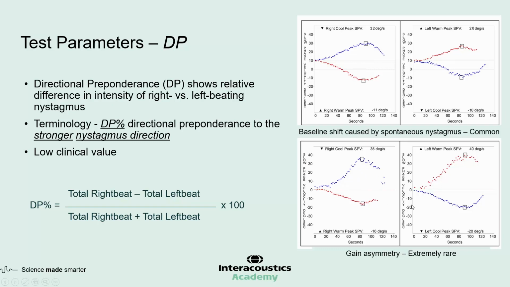There's an extremely rare type of directional preponderance where the irrigation results for one direction of nystagmus are higher compared to the other direction without any substantial spontaneous nystagmus. So this is an example of it. Again, an extremely rare finding, and we really don't know what it means because the incidence of it has been so low that we just don't have enough information to judge that.